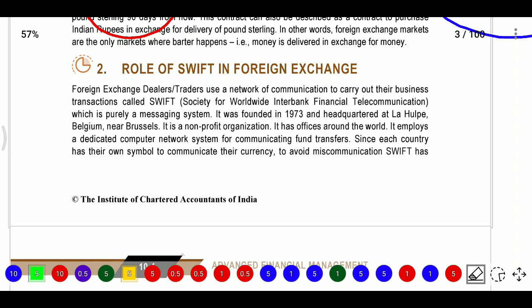So, what is there in Forex? Yesterday we completed the spot market and the forward market. Now we should know about SWIFT, the role of SWIFT in foreign exchange.